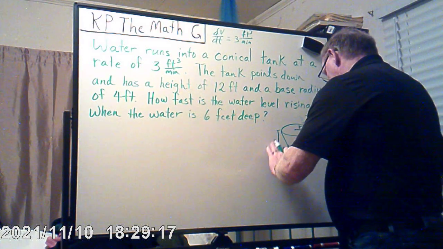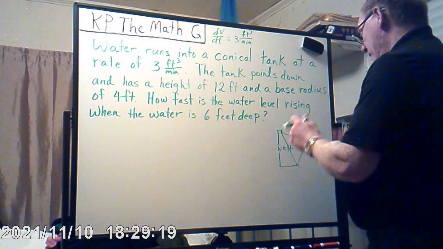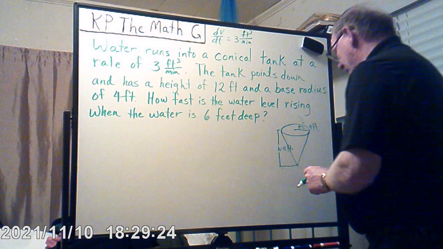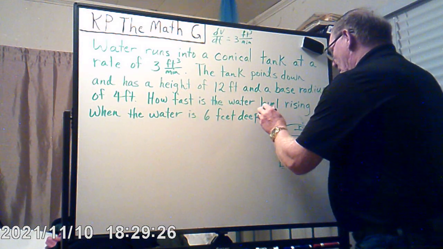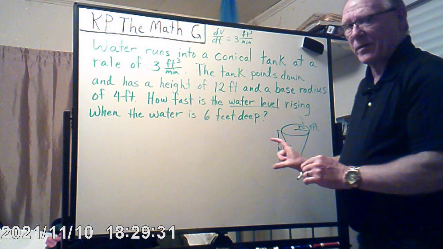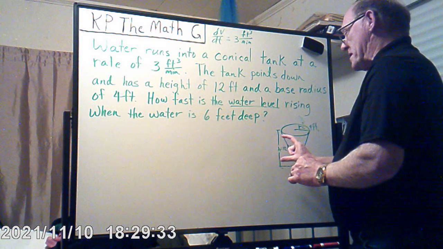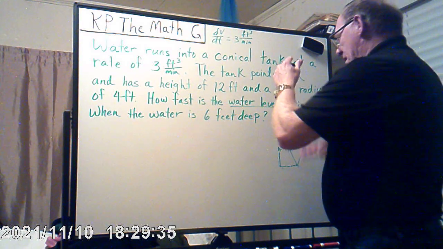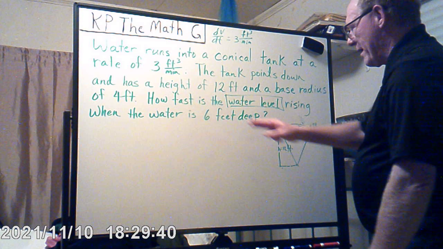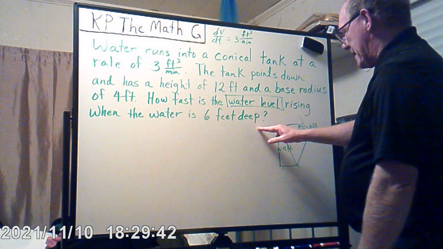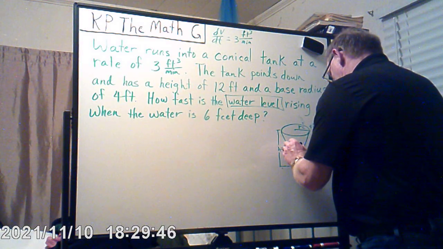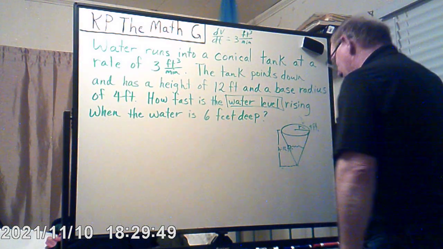So again, in this case, both R and H are being affected here, but we're talking about water level, so we're looking for dH over dt. Again, the water level is what we're looking at here, when the water is 6 feet deep.